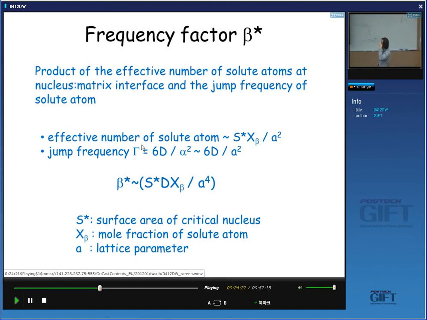And from the first class of the diffusion theory, we already know the jump frequency is related to the diffusivity. Here, alpha is the jump distance, and we can approximate that as equivalent to the lattice parameter. Then the jump frequency of an atom is given by 6D divided by a squared. So the product of these two terms will give the value of the frequency factor.